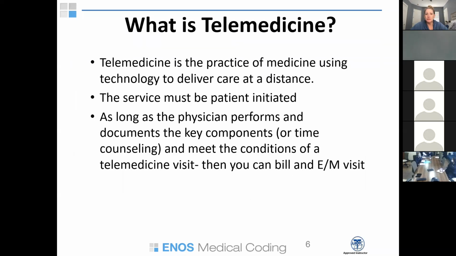Telemedicine is the practice of medicine using technology to deliver care at a distance. It must be patient initiated, and that is true at this time. You can't call patients who are a no-show and then take care of them and bill them without their knowledge. So the patient does need to make the request for the telemedicine service to be rendered to them, and you can bill it as long as you're documenting and performing the key components of an evaluation management visit, and we'll go over that as we break it down.